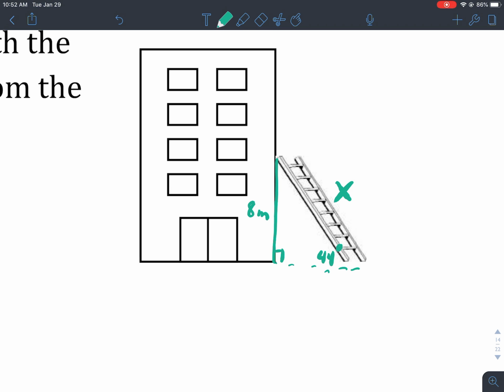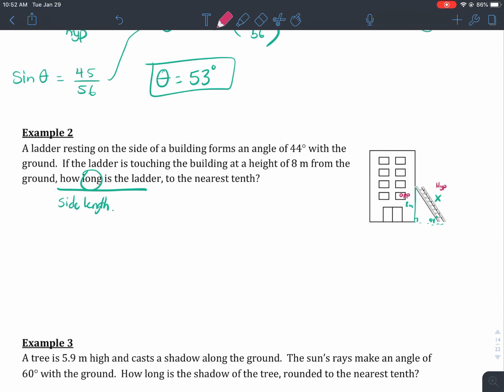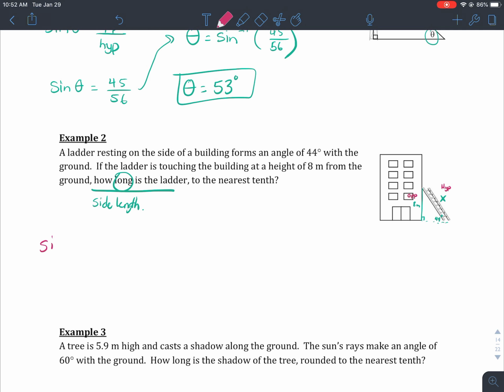And I'm asked for how long the ladder is. So according to that angle of 44 degrees, this is my hypotenuse, and 8 is my opposite. Once again, the same ratio as the first example. We're going to be looking at the sine ratio. Okay, so the sine of theta is opposite over hypotenuse. So the sine of 44 degrees is equal to the opposite, which is 8 over x. I'm actually going to move this over to here.